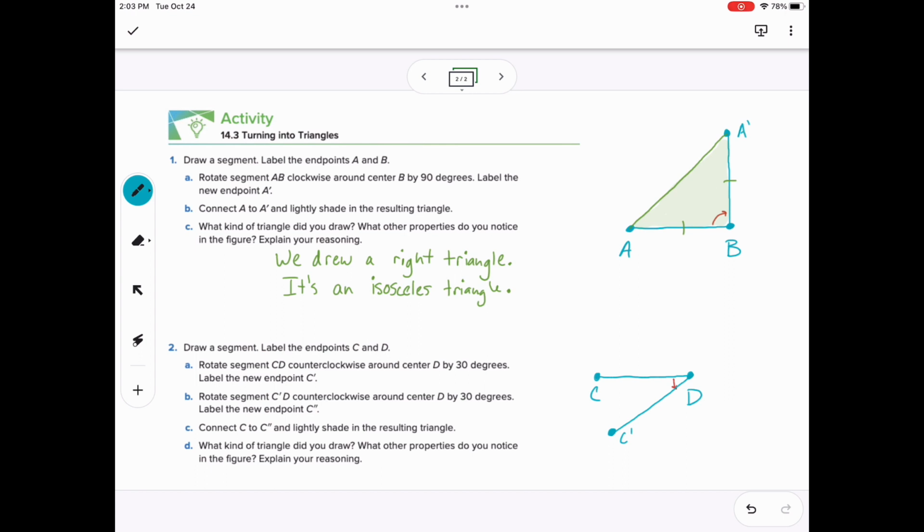Then we do it again from C prime D. We rotate another 30 degrees and label that new endpoint C double prime. And then from there, they want us to connect C to C double prime, and then shade in that resulting triangle. So I'm going to ignore C prime, or the line of C prime D, for my shading. So looking at that triangle, what kind of triangle do we make?